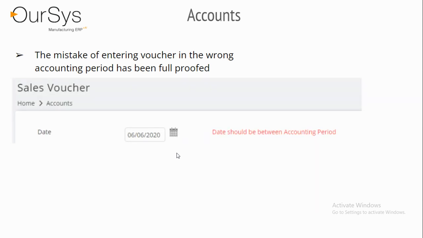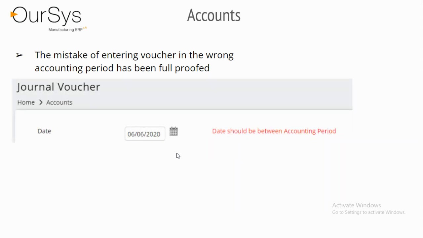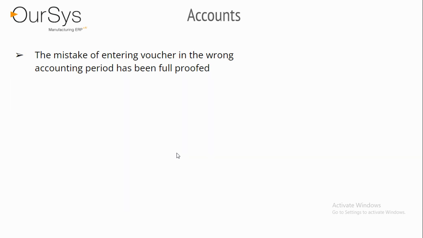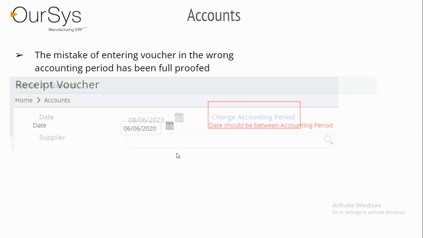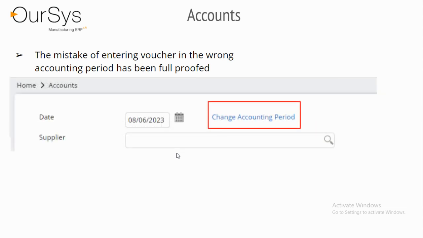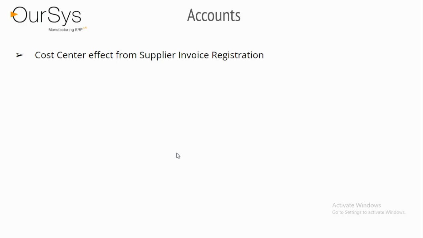So in all vouchers, we have given this warning, and the system will not allow you to do the entry on this voucher. Next, what if I have to do an entry of a previous financial year? Then we have given a provision to change the accounting period also. So from here we will have to change the accounting period. Then you can do the entry for the previous financial year.